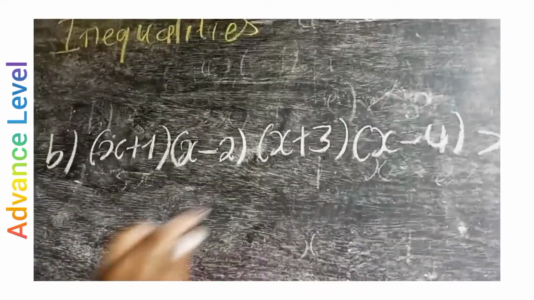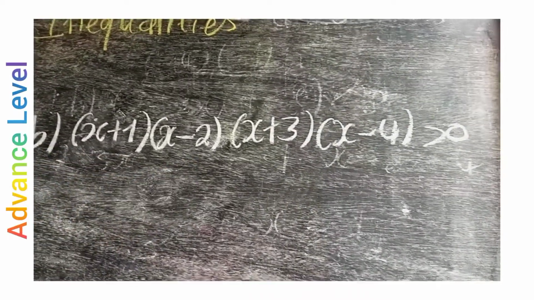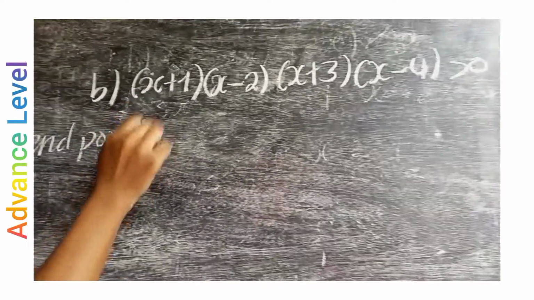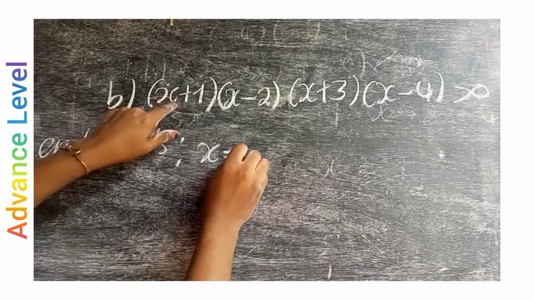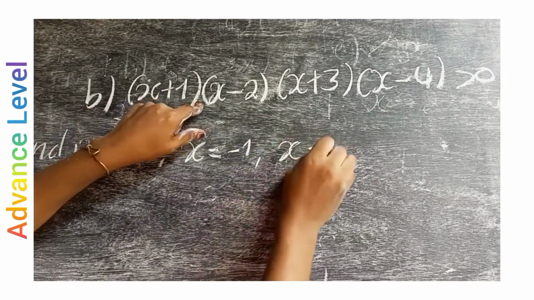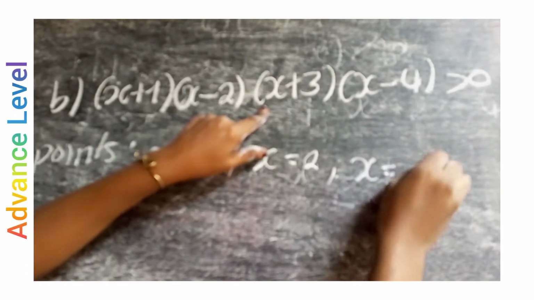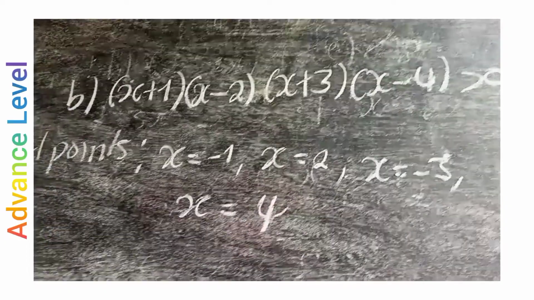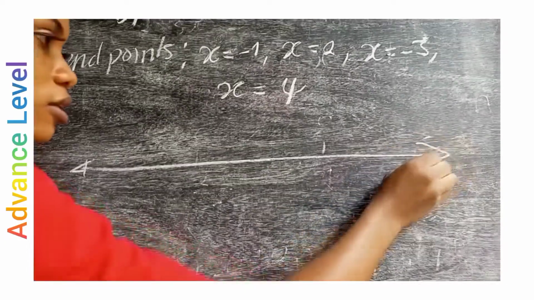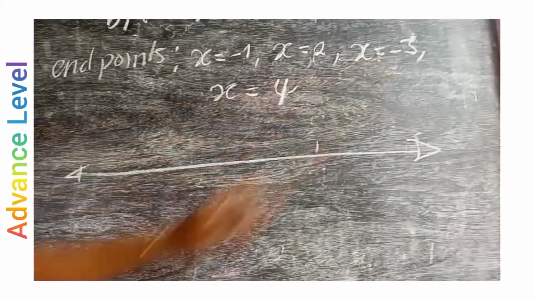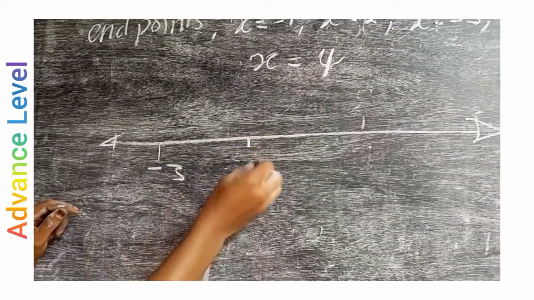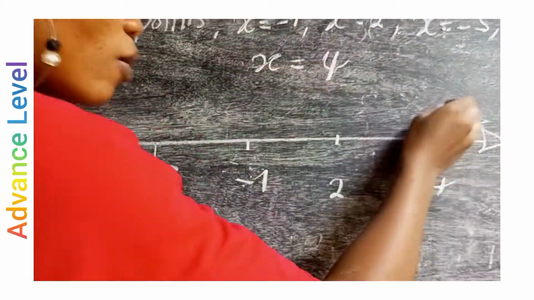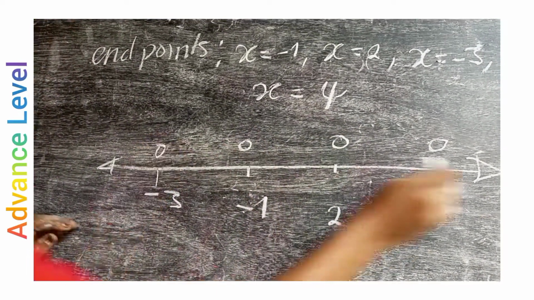For the second example, we are given the factors. So here we simply read the critical values that will make this 0. So the endpoints or critical values are such that x is equal to, what makes this 0? Negative 1. x is equal to 2. x is equal to negative 3. And x is equal to 4. So on our number line, we are going to have the smallest value, which is negative 3, followed by negative 1, followed by 2, then 4. And all our bars are open.